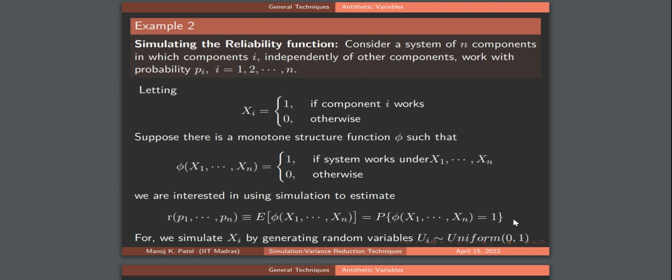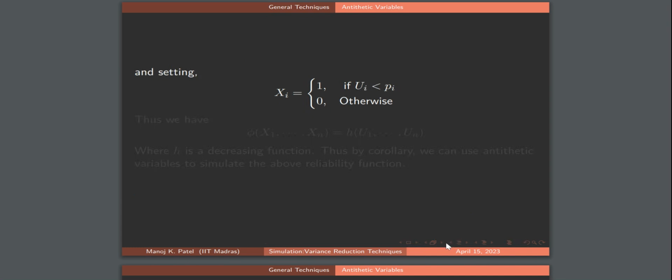So for this, we simulate Xi by generating uniform random variables Ui and setting Xi accordingly, just like Vidit will be telling you how to generate discrete random variables. So this is a discrete random variable to generate Xi. So thus we have phi of X1, ..., Xn, where Xi is determined by Ui.